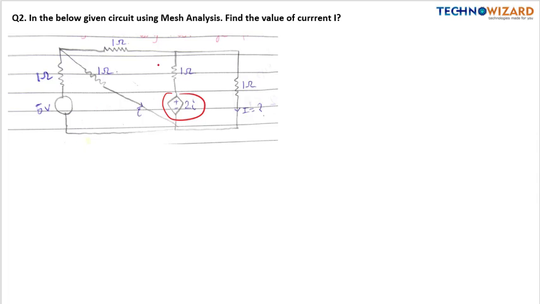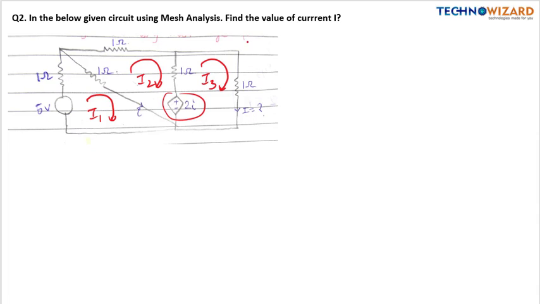So there are 3 loops here. Let's see these 3 loops. What are the 3 loops? Can you tell me? So let's see. This is loop 1, I1, loop 2, I2, and this is loop 3, I3. And remember, I3 is equal to I that we have to find.